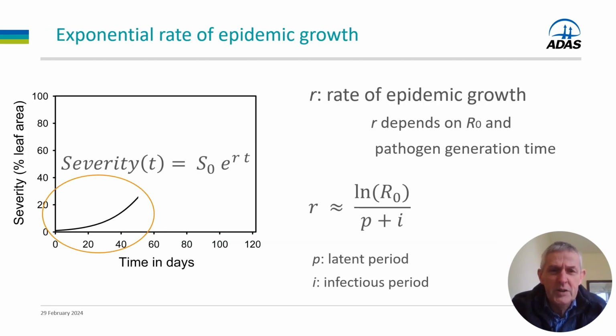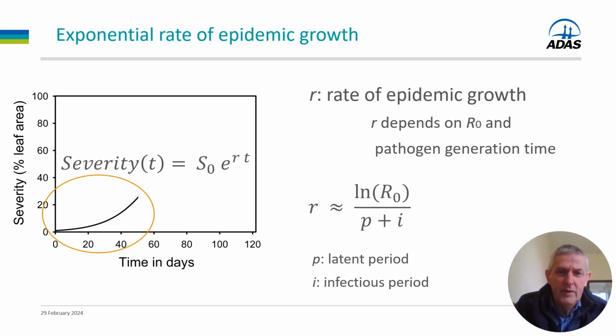The second option is to reduce the rate of epidemic growth during this exponential phase. And as we've seen, that depends on the basic reproductive number, R0, and the pathogen generation time. Host resistance, fungicides, for example, and other disease control measures can all help to reduce R0 or extend the pathogen latent period, which increases generation time and slows down the epidemic.